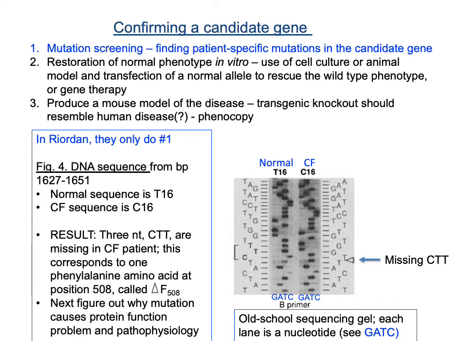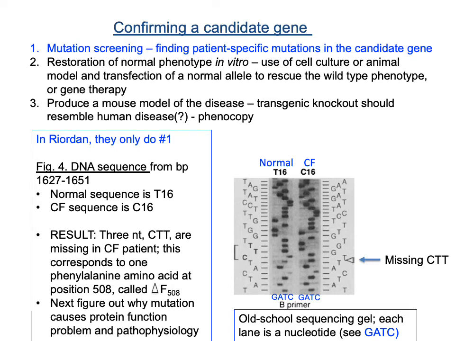How can you confirm that a candidate gene is correct? You can find mutations in the DNA sequence, and finding patient-specific mutations is really the gold standard most of the time for proof of principle that this is the correct gene that's causing a problem in the patients.